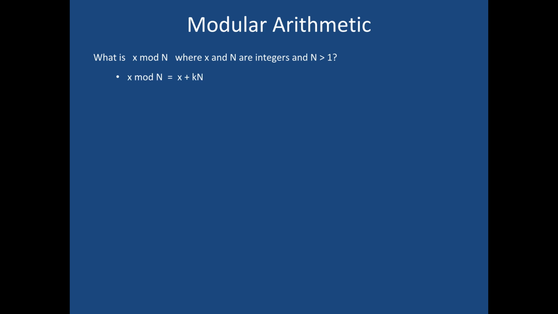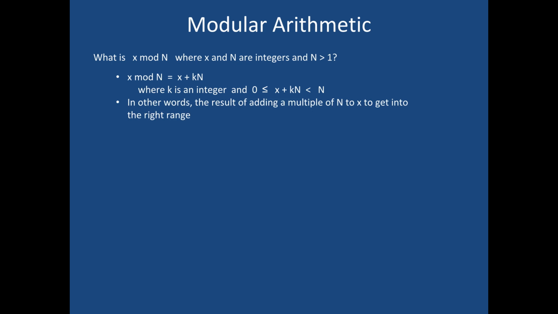I want you to tell me, essentially, take x and add or subtract from it some multiple of n so that you get a number between 0 and n. Okay? So that's a way to describe it without talking about division and remainders. So you're adding a multiple of n to get into the right range.